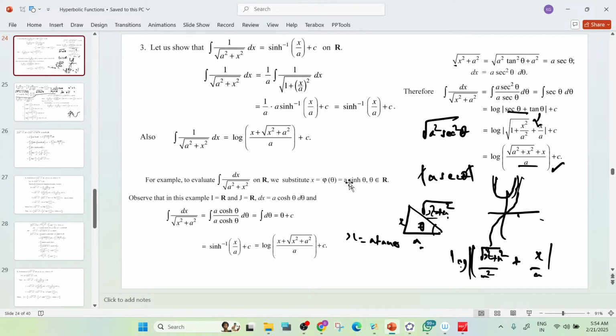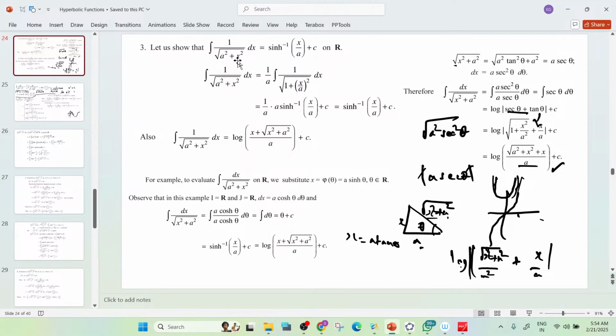What is our theta? Sinh inverse of x by a, right? Yes, sir. Sinh inverse x by a. And you know the formula for sinh inverse, which is nothing but this, which gives the same result. Okay, a square plus x square.